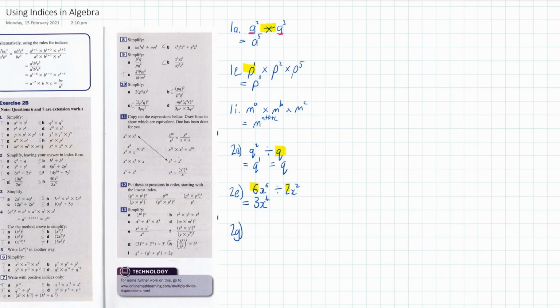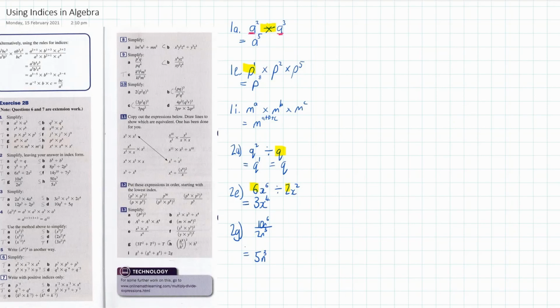With 2g, I have 10n to the power of 6 all over 2n to the power of 3. Again, we work with the coefficients first. So 10 divided by 2 is 5. n to the power of 6 divided by n to the power of 3 is n to the power of 6 minus 3, which is 3. All right.